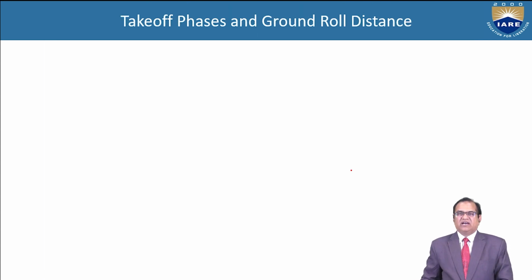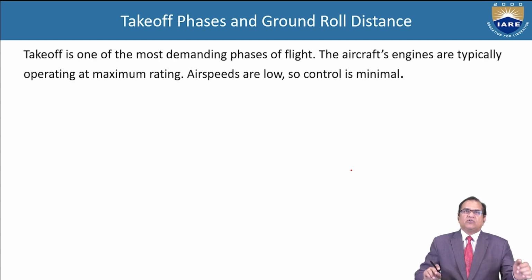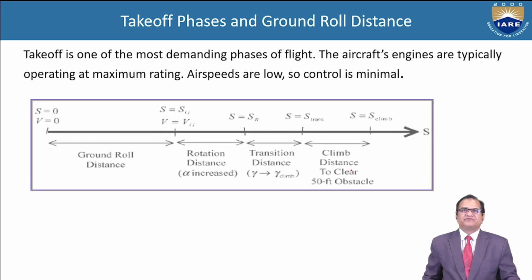Takeoff phases and the ground roll distance. Takeoff is one of the most demanding phases of the flight. The aircraft engines are typically operating at a maximum rating. Air speeds are low, so control is minimal.